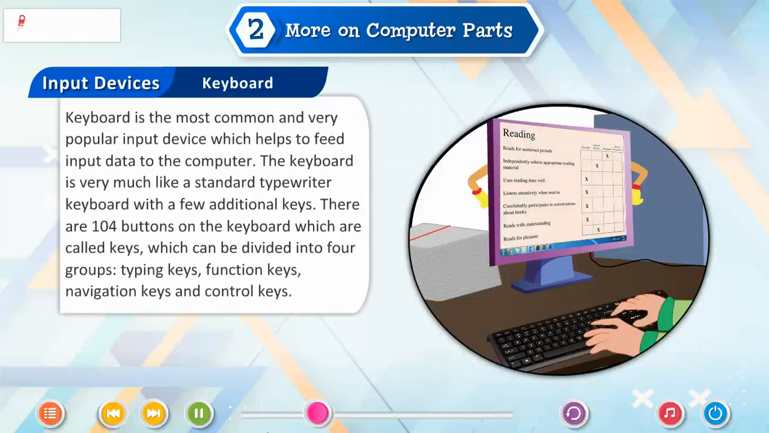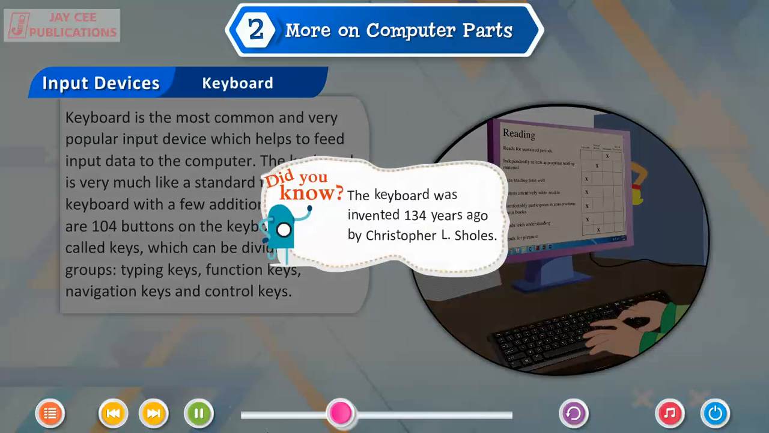Keyboard. Keyboard is the most common and very popular input device which helps to feed input data to the computer. The keyboard is very much like a standard typewriter keyboard with a few additional keys. There are 104 buttons on the keyboard which are called keys, which can be divided into 4 groups: typing keys, function keys, navigation keys, and control keys. Did you know? The keyboard was invented 134 years ago by Christopher L. Scholz.